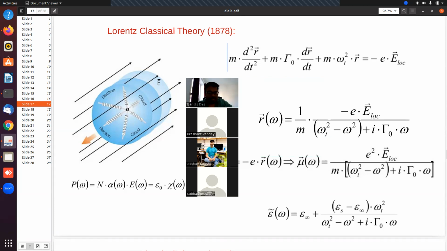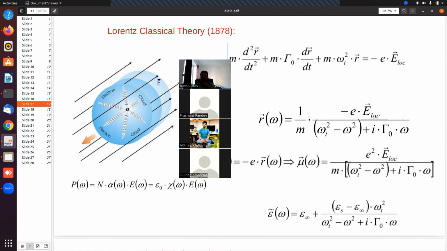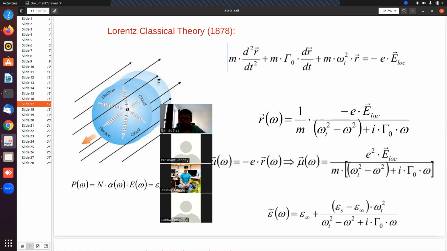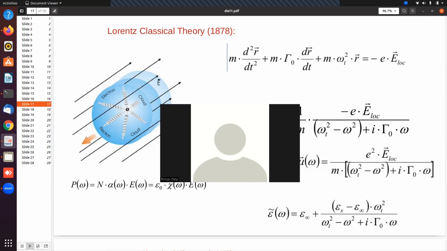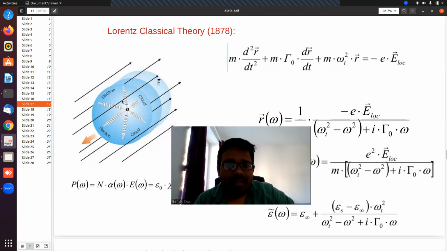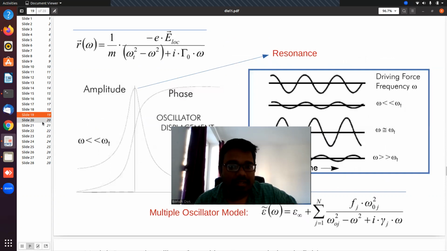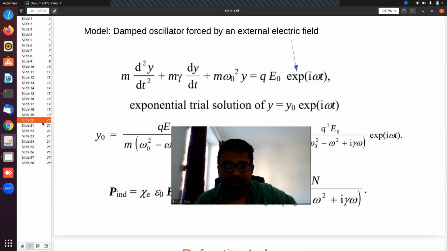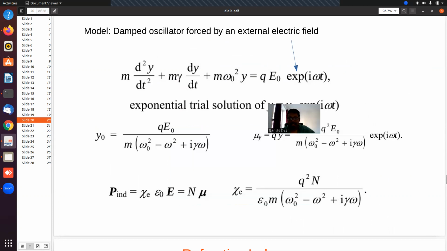So this E-local: is this electric field strength not equal to the external field strength that you have applied? For this model, he used this E-local in the derivation, and later we saw that it is different in other derivations. Yes, in this derivation, E-local means he took the actual electromagnetic field from the light.